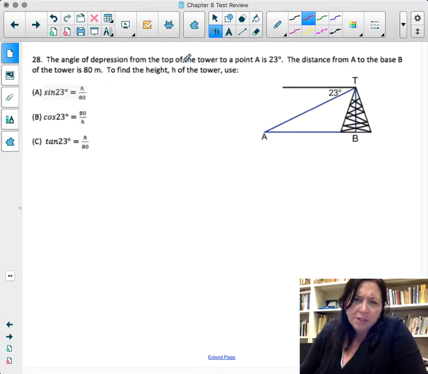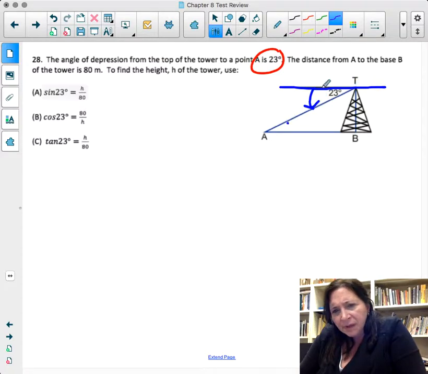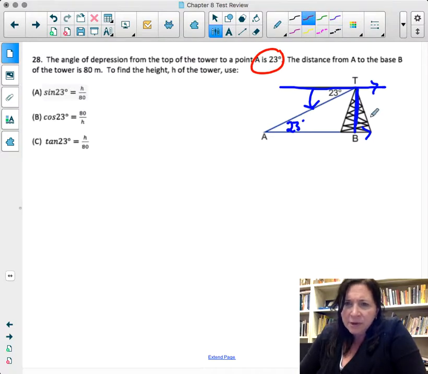The angle of depression from the top of the tower is 23. I want to stress again that your angle of depression is always based on a horizontal. It's going to be this value here. That being said, remember how these lines are parallel? Parallel lines have alternate interior angles congruent. That's now 23 degrees. And we're looking at, let me use a different color, this right triangle right here, okay?